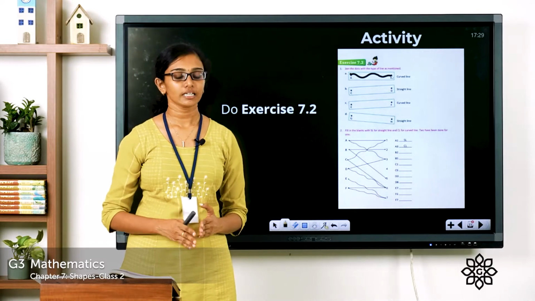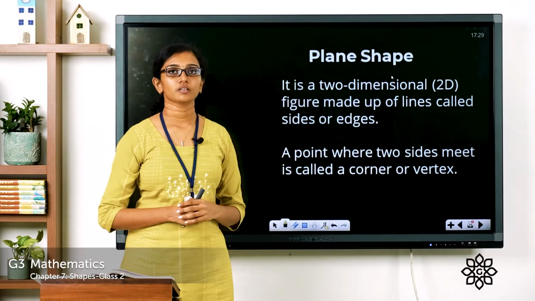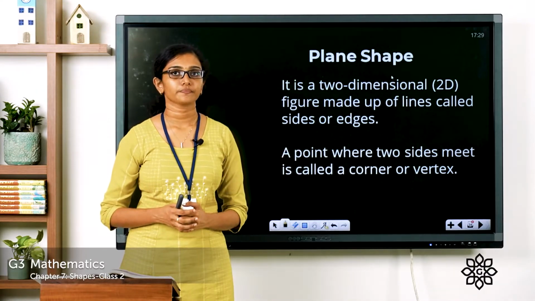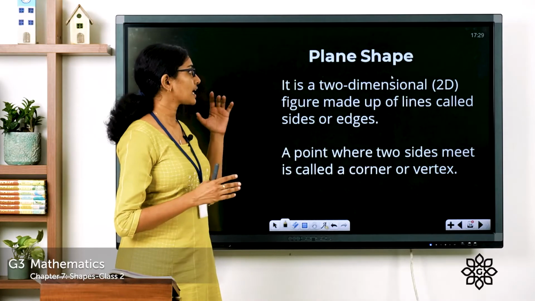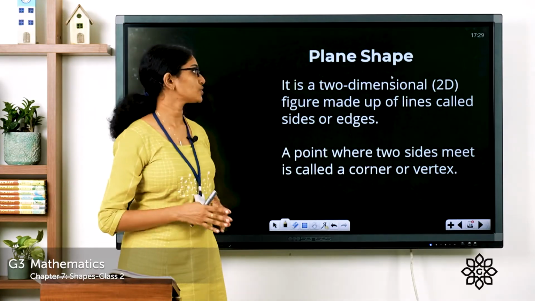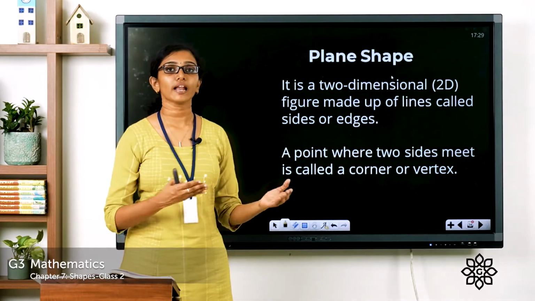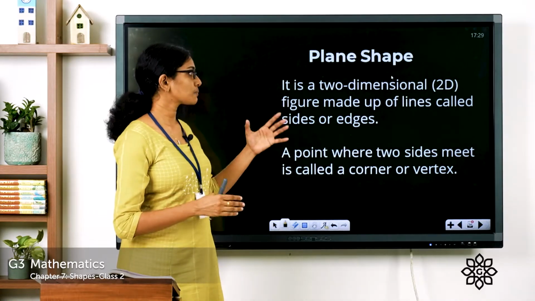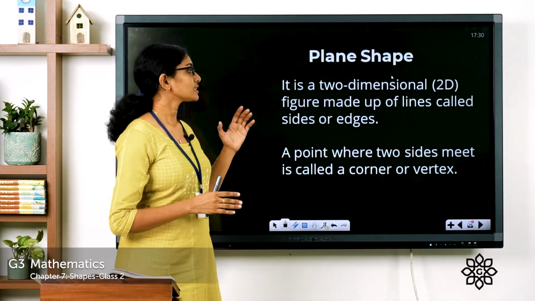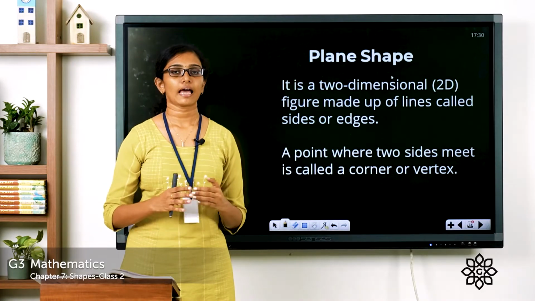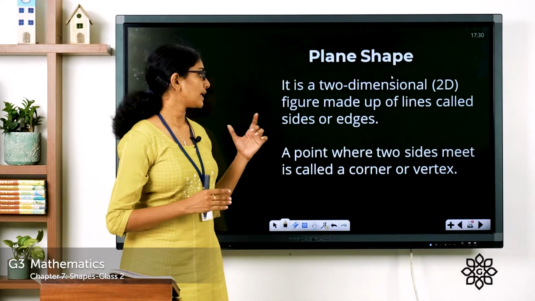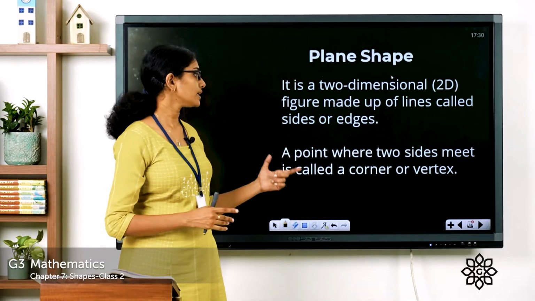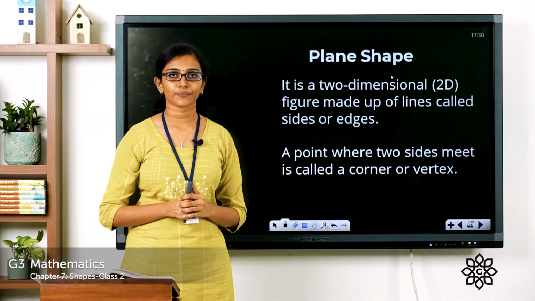Now, let's learn about plane shapes. So, what do you mean by a plane shape? A plane shape is a two-dimensional or 2D shape which can be drawn on a flat surface like paper, and it is made up of lines called the sides or edges. And where two edges or sides meet, you get a corner or vertex.